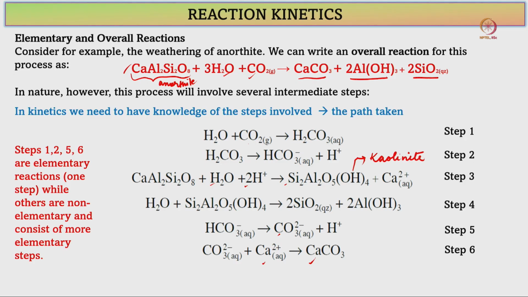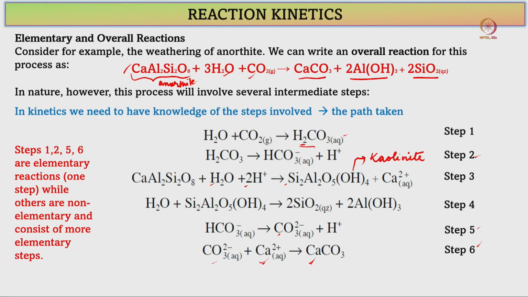Now, again note step 1, step 2, step 5 and step 6. These are elementary reactions, that means two simple things forming one item. Two reactants forming one product, or one reactant forming two products, or two reactants forming one product. So, this is called elementary reactions, that means there is no further breakdown of this step.